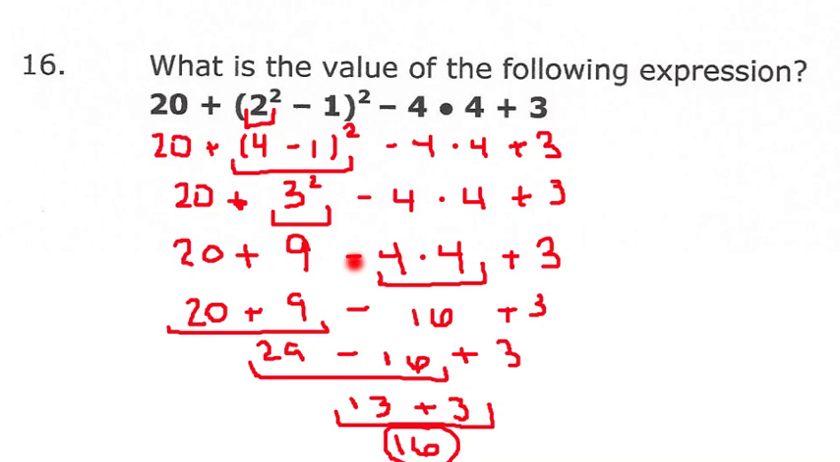We have addition, subtraction, and multiplication, so you multiply. 4 times 4 is 16. And then we have addition and subtraction, so you work from left to right. 20 plus 9 is 29, minus 16 is 13, plus 3 is 16, and 16 is your answer.